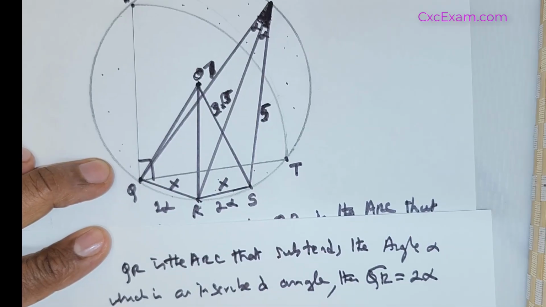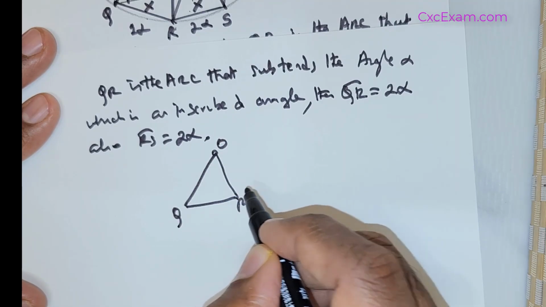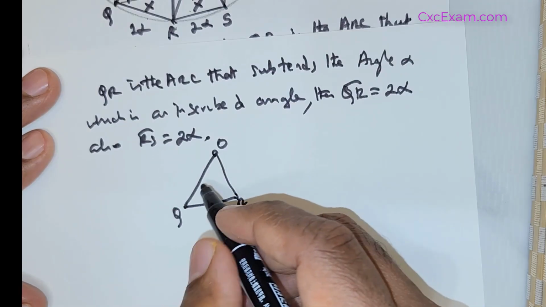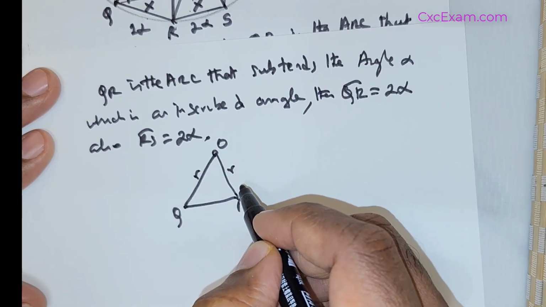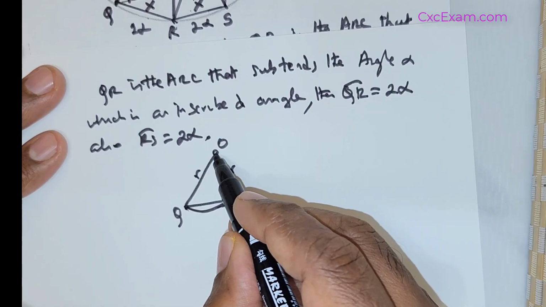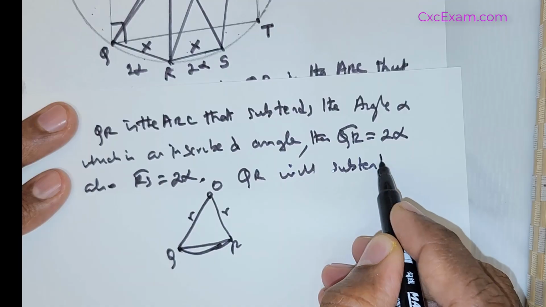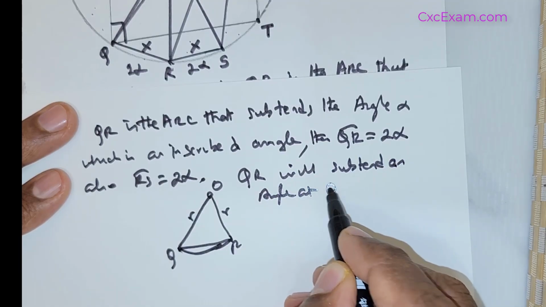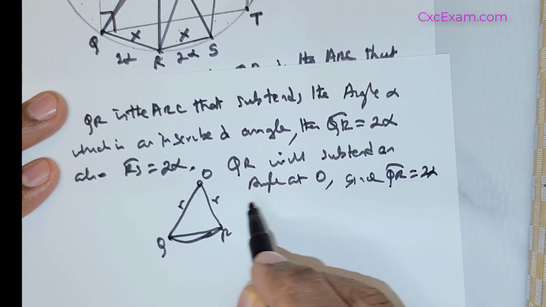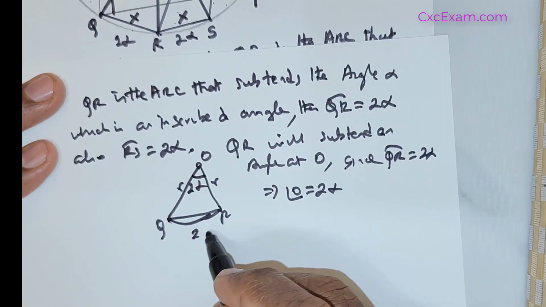If we do that, clearly we would have a triangle like this with O, Q, R. Now this is the distance between the center and the point on the circumference, so this is going to be our R, and this is also going to be our R. Now this arc QR will subtend an angle at O. Since QR is 2 times alpha, the angle at O will also be equal to 2 times alpha.